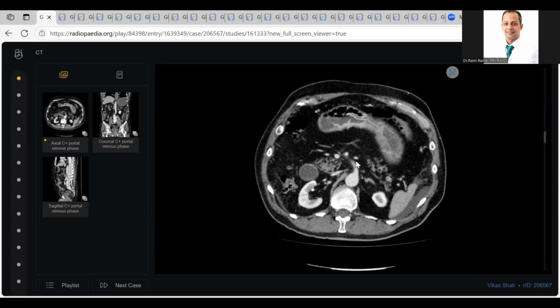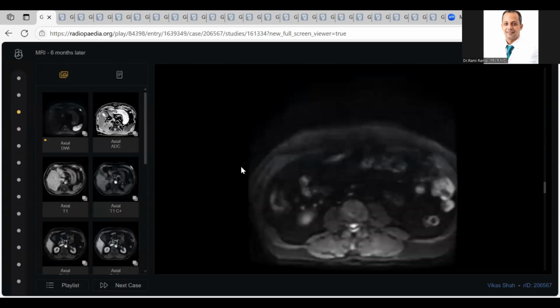First, I will immediately call the surgeon for laparotomy and repair like this. And after that, I want to search the patient for signs of MEN type 1 or 2, multiple endocrine neoplasia syndrome.